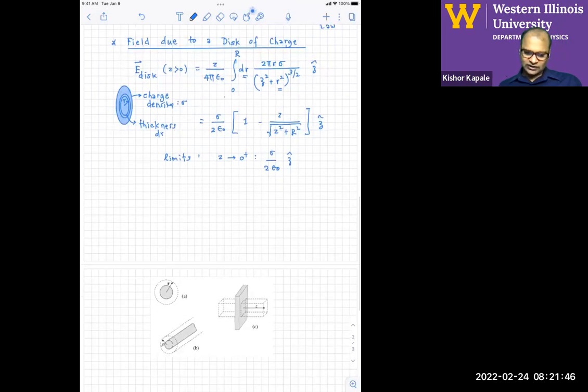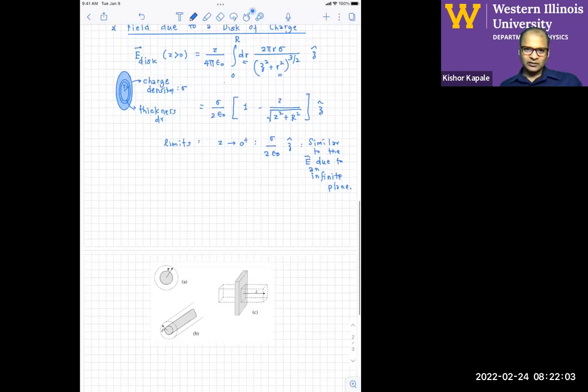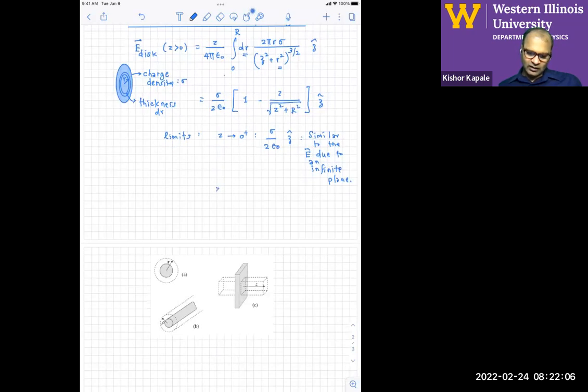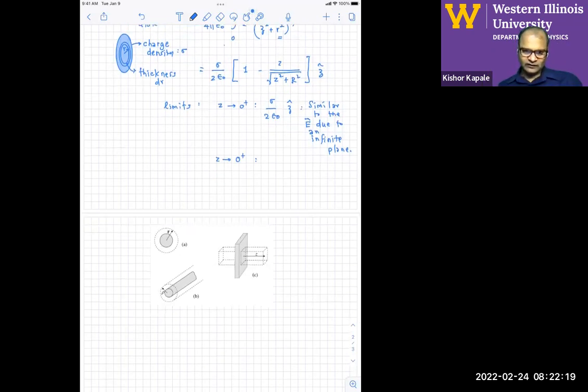And this is actually similar to the electric field due to an infinite plane. Right, so there is some similarity between those two. What if you come to the disk from the other side, from the negative side? What do you think will happen in that case? z going to negative.